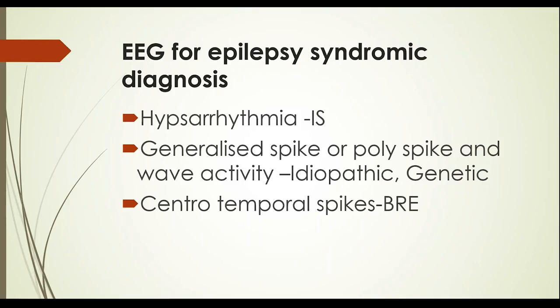Unfortunately, I have deleted the EEG photos from the slides because the slideshow was too heavy to share. Anyway, you all know that in infantile spasms you get a specific pattern, which is called hypsarrhythmia, and I think you all are familiar with hypsarrhythmia EEGs. In idiopathic generalized epilepsy you get generalized spikes or polyspikes and wave activity, and you get temporal spikes in benign Rolandic epilepsy, which is the commonest diagnosis in the pediatric age group.